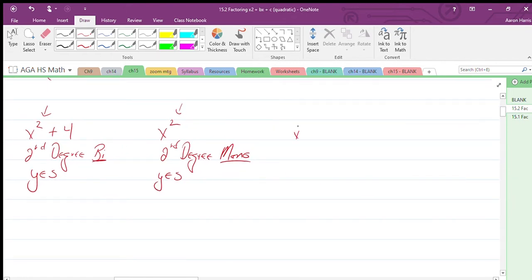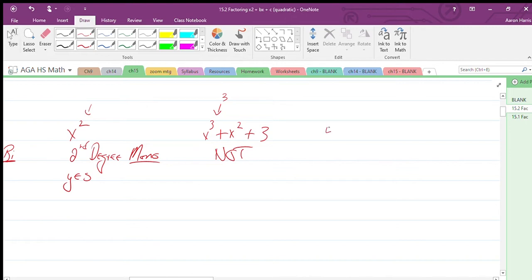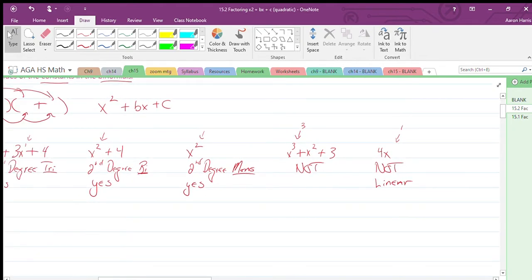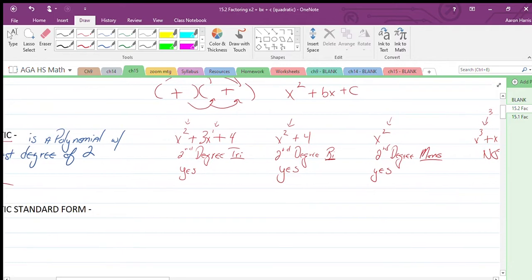Once I say x cubed plus x squared plus 3, the highest degree is what? 3. This is not a quadratic. What if I had just 4x? The highest degree is what? 1. So this is not a quadratic. This would be linear, because the highest degree is 1. Linear being 1. So with that being said, you need to be able to identify what a quadratic is, and then we'll start talking about its parts.